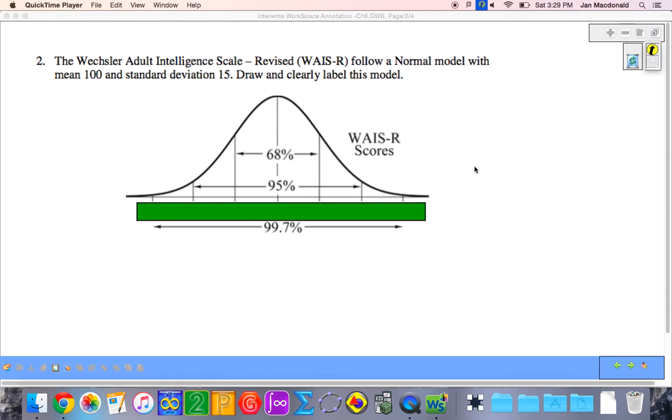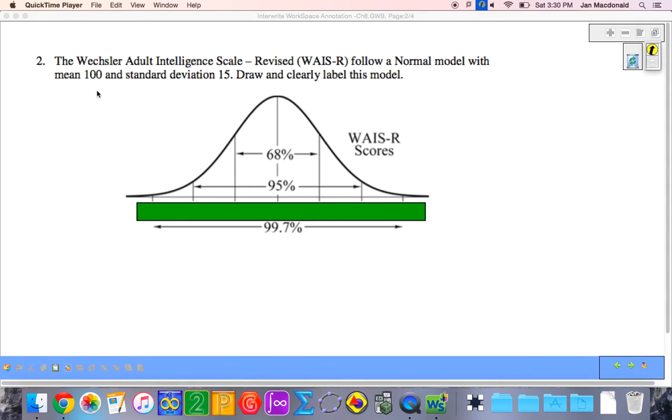We know that for all normal distributions, plus or minus one standard deviation from the mean would be representative of 68% of the data. 68% of the data will fall between plus or minus one standard deviations from the mean. 95% of the data for all normal distributions will fall between plus or minus two standard deviations from the mean. And 99.7% of the data would fall between plus or minus 3 standard deviations from the mean.